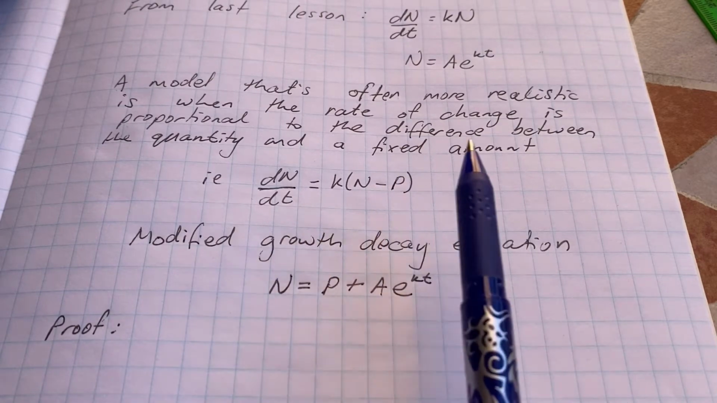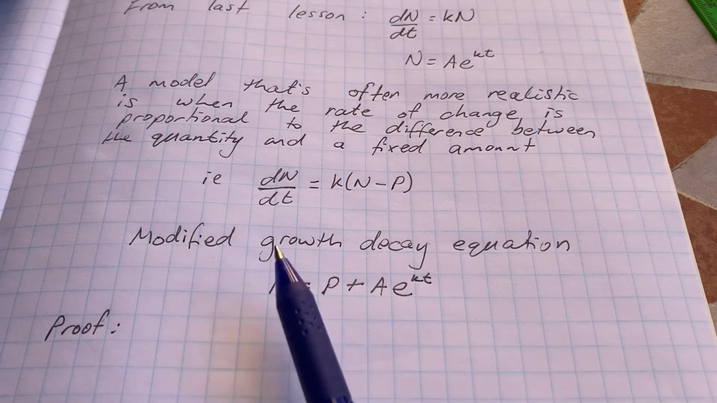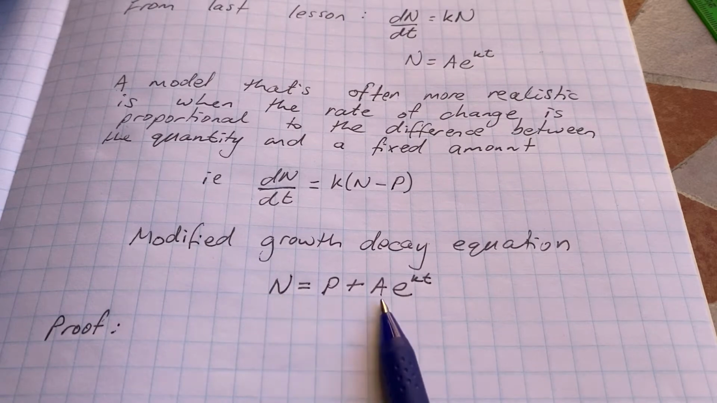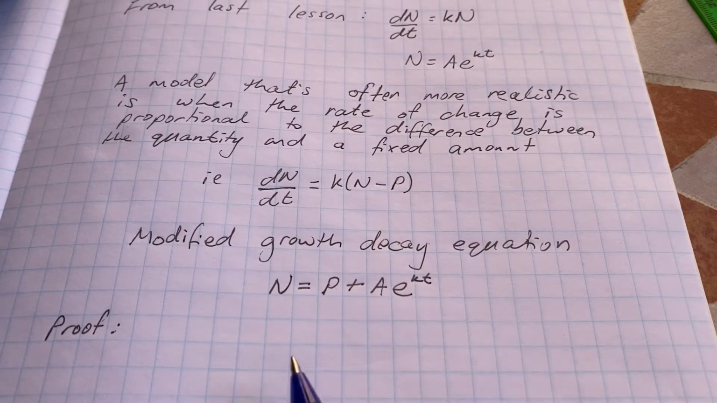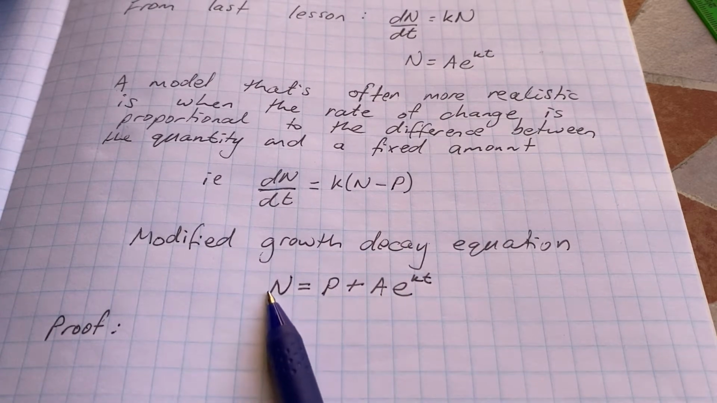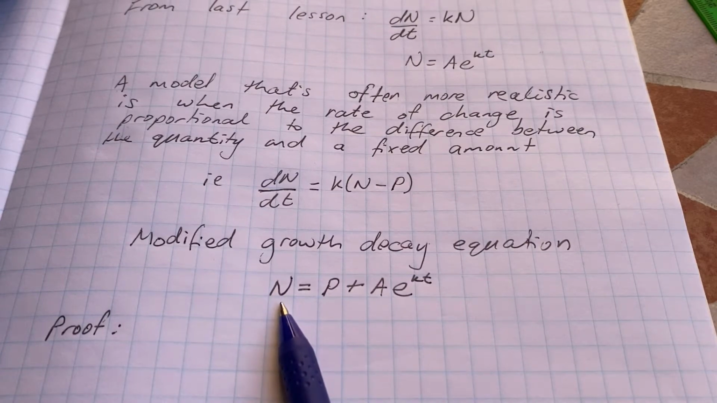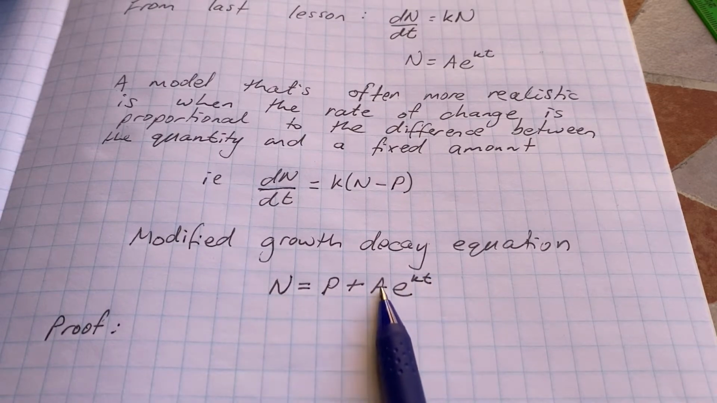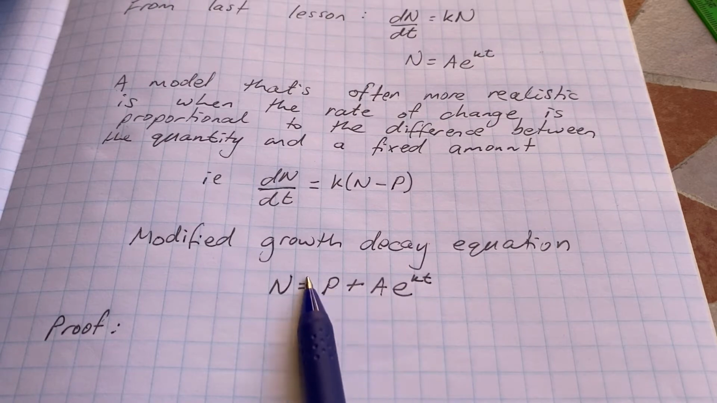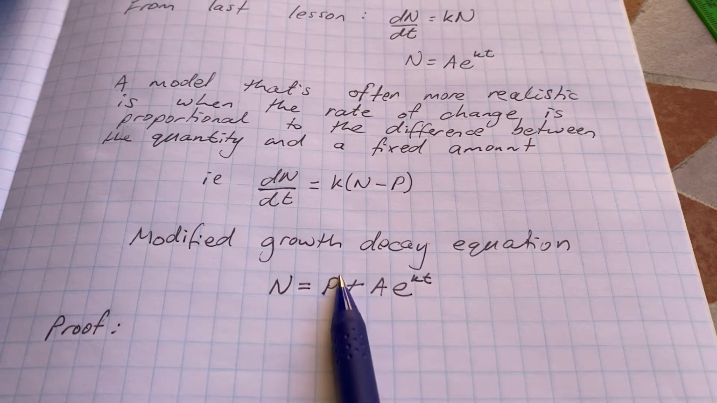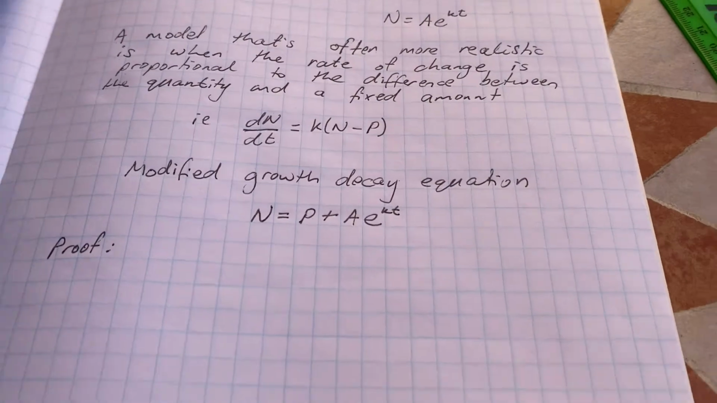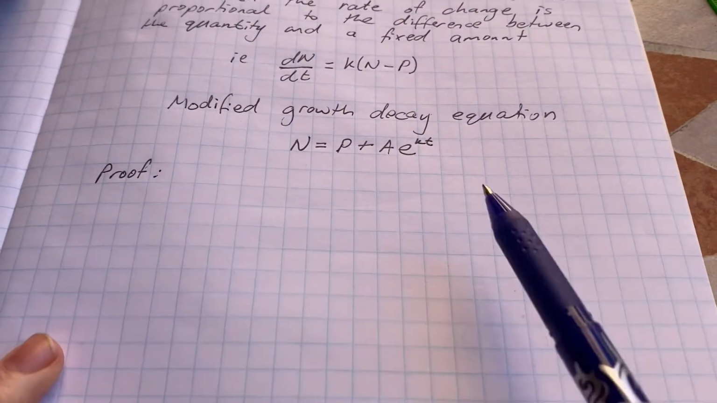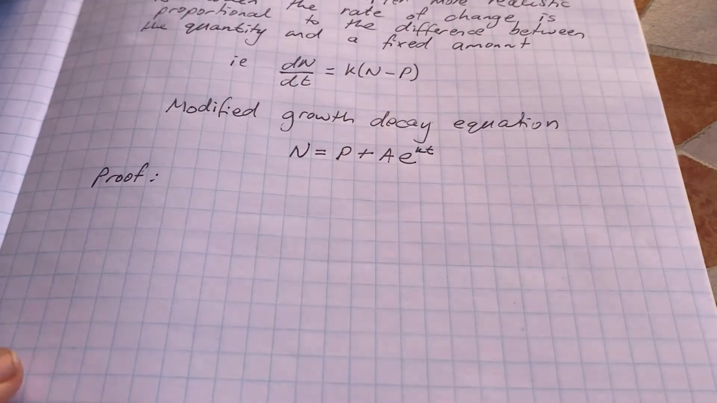So this modified scenario, this equation here is a solution to this, and I'm going to prove that. Where the number of whatever it is in the population is equal to N equals P, which is a fixed amount, plus A times e to the kt. So it's like e to the kt, but shifted up by P. We'll also look at the graph of that. I'm just going to prove that this is a solution to this equation.